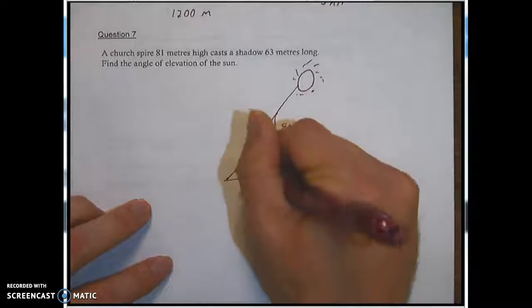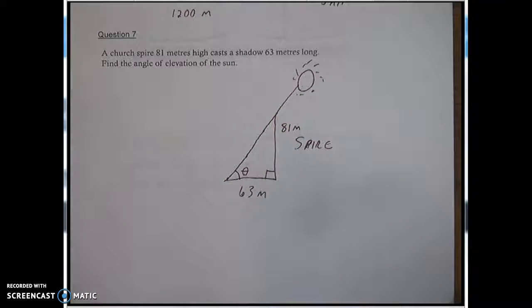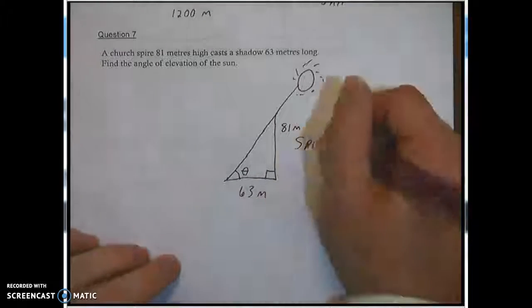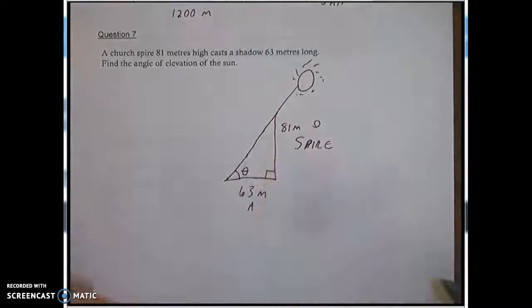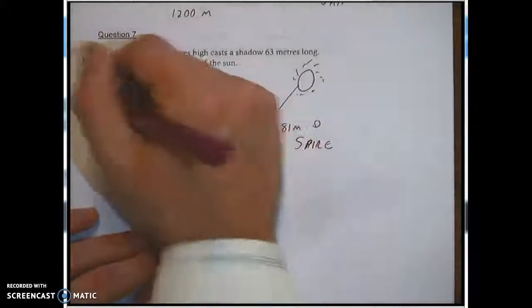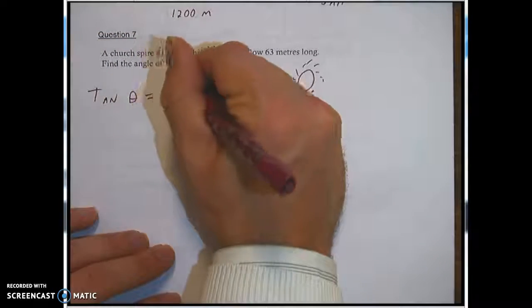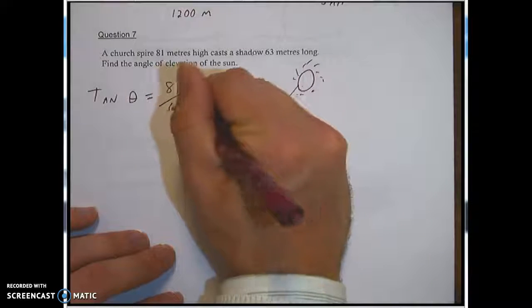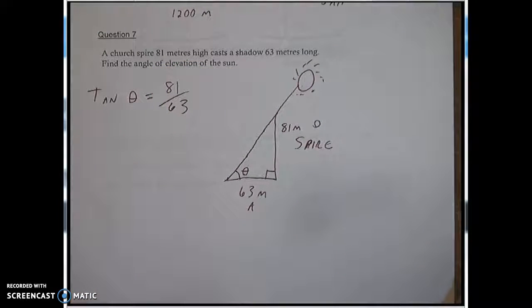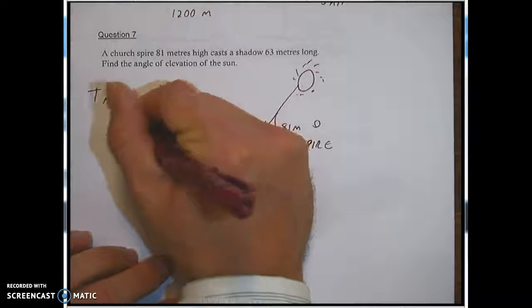So let's call that one theta as well. We're supposed to find that angle of elevation. Now from theta, the 81 is the opposite side and the 63 is the adjacent side. So I'm going to use the tangent again. I'm going to say tangent of theta equals the opposite over the adjacent. And much as we did in the previous problem, we're going to solve for theta by using the tangent inverse.